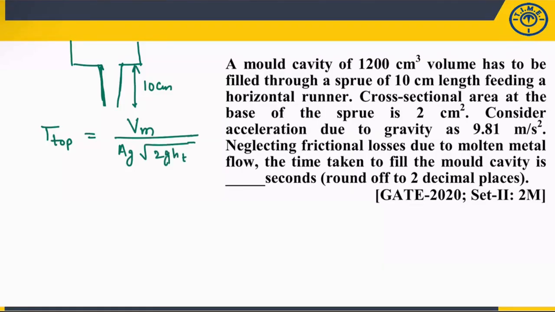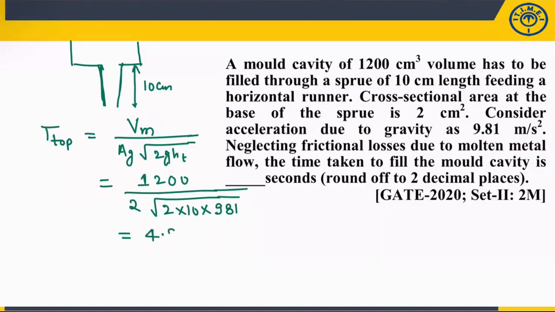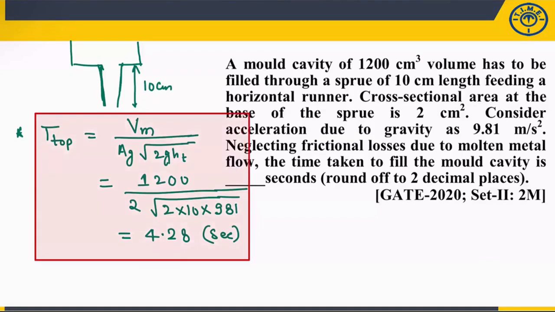So many of you will make the mistake. They have given g in meter per second square, and you will take this value. If you take this value, you will get the answer wrong, because the volume is given in centimeter. Try to convert into the same unit. So this is 1200. Ag is 2 centimeter square. So root 2, h is also 10 centimeter, and g is 981. Just multiply by 100 because it is in meter. Once you solve, you will get 4.28 second. Okay, so this is the solution for this question.